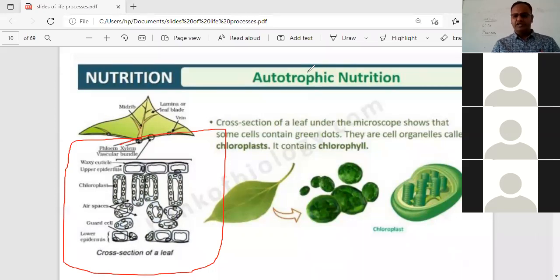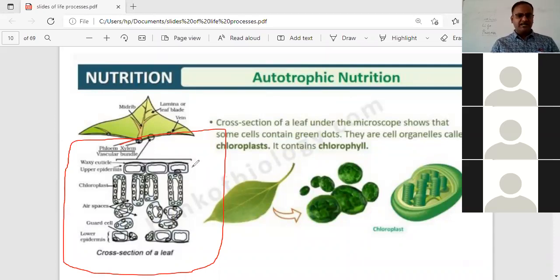Okay, Ayush, you can unmute yourself. What is the name of the uppermost layer, Ayush? Sir, epidermis. Very good. It is the epidermis. Can you tell me, Ayush, what is the function of the epidermis? Sir, to protect the leaf. Very good. Protection is the main function of the epidermis. Well said, Ayush. Now you can mute yourself.